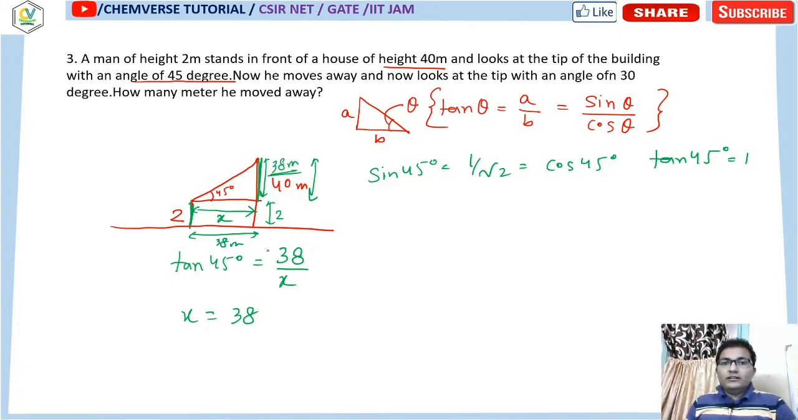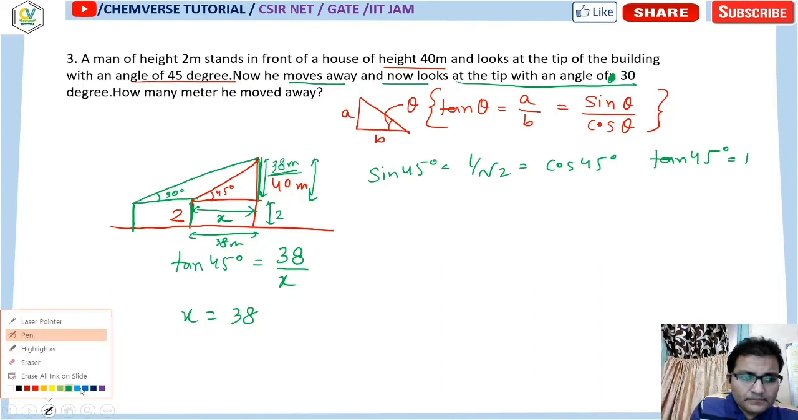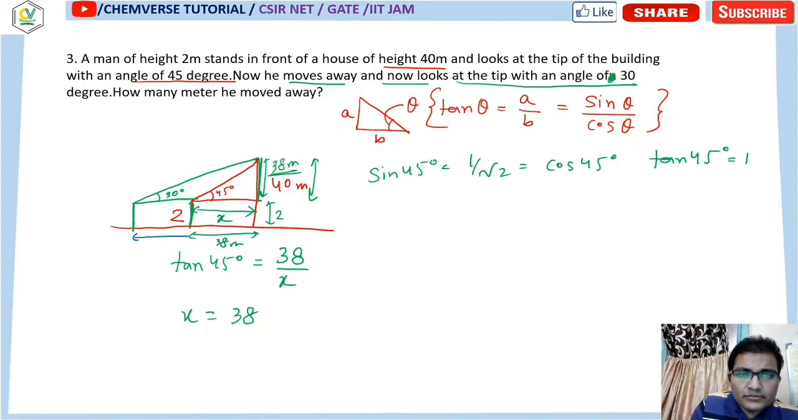But this is not the answer of the question, because it says that now the man moves away and looks at the tip with an angle of 30 degree. Now the man moves away, suppose to this position, and now he looks at the top. The new angle is decreased to 30 degree. It asks how many meters he moved away. This is a basic question. That means they are basically asking what is the distance between this one.